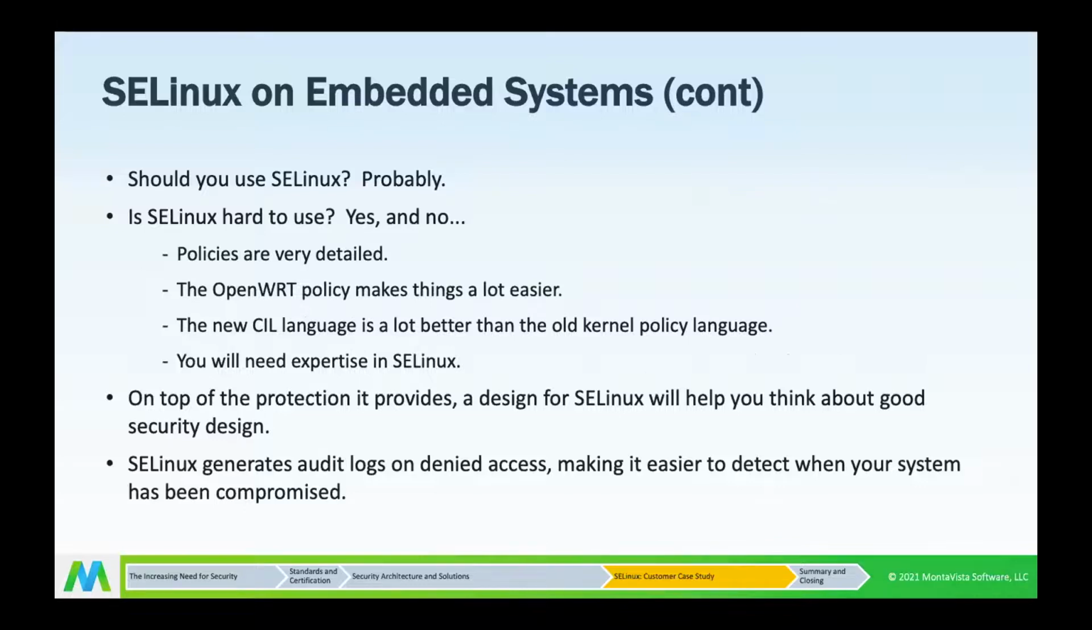OpenWRT policy makes things a lot easier. It was a vast improvement. It makes it at a point where it's not terribly hard to use anymore. It's actually pretty easy to use once you learn how everything works. It's using a new language. The old language was a very raw language. It used M4 macros. It was very difficult to use. And the new language is much, much easier. It allows you to create macros easily and refer to other things and reuse things in an object-oriented sort of fashion that makes it much simpler. That said, you still will need expertise in SELinux. You can't get away from that.